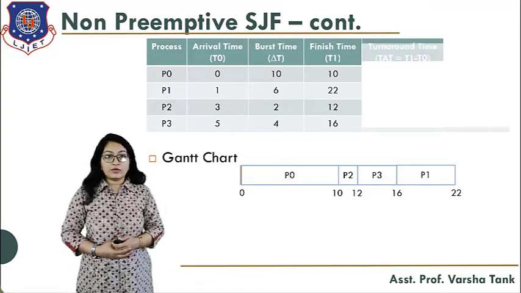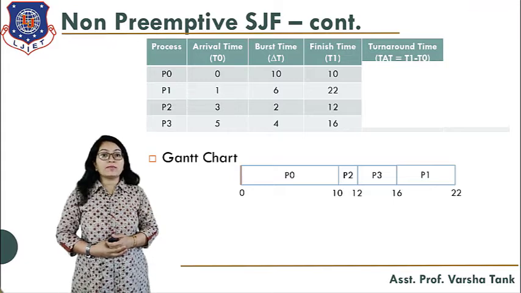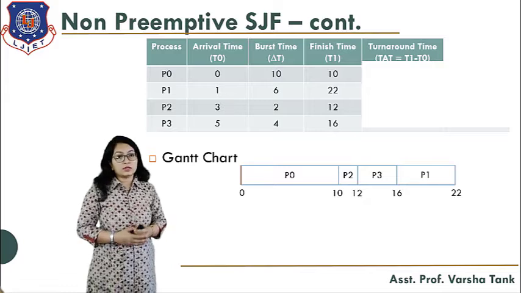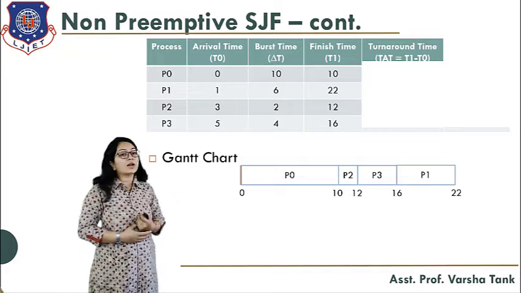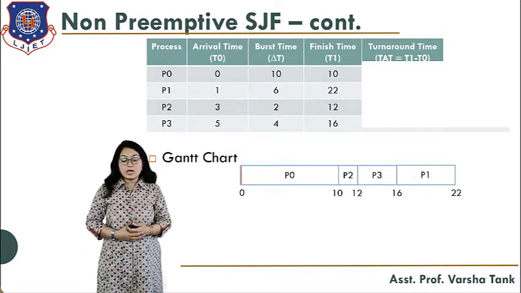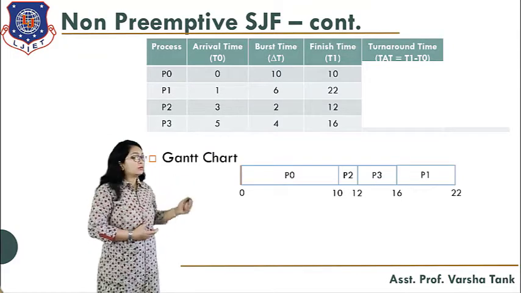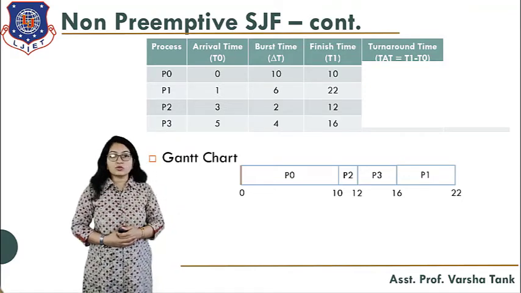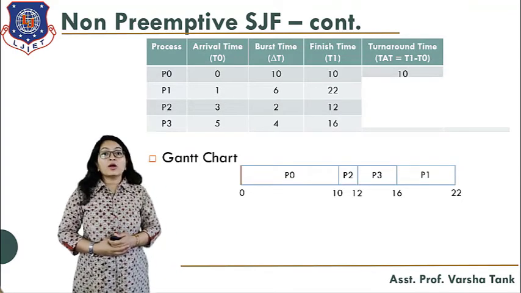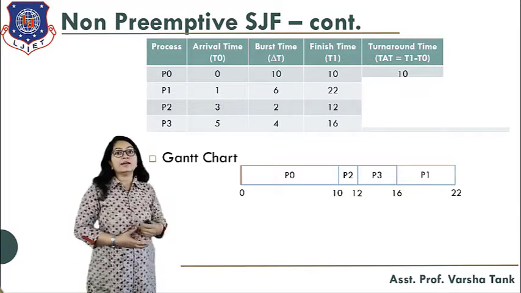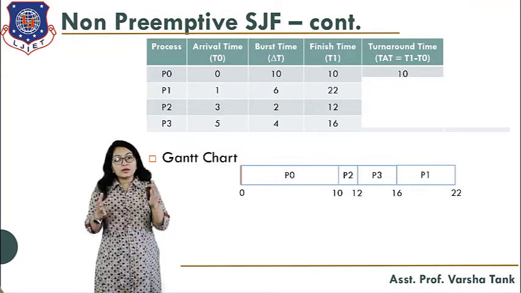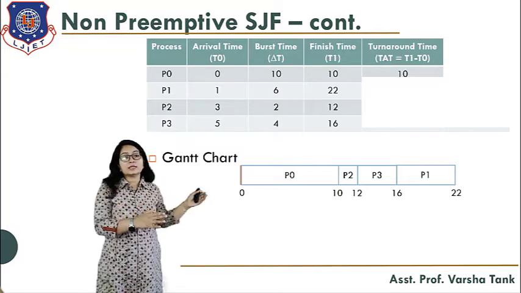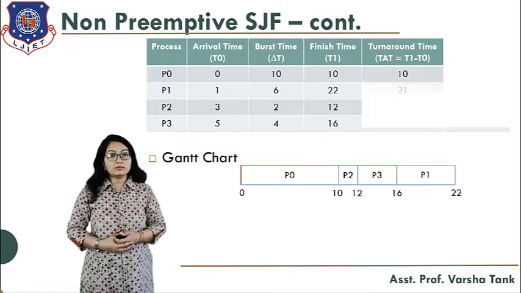Now what you have to find out? You have to find out the turnaround time for each and every process. So what you have to do? You have to subtract the arrival time from the finish time, and you will get the turnaround time for each process. Now find the turnaround time for process P0. It is 10 only. Why? Because its finish time is 10 and its arrival time is 0. At the time when the process comes, immediately the process is assigned to the CPU.